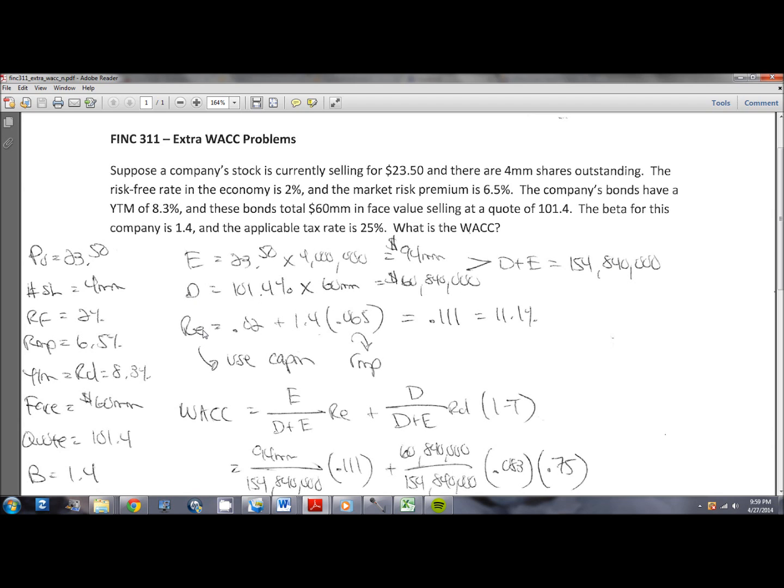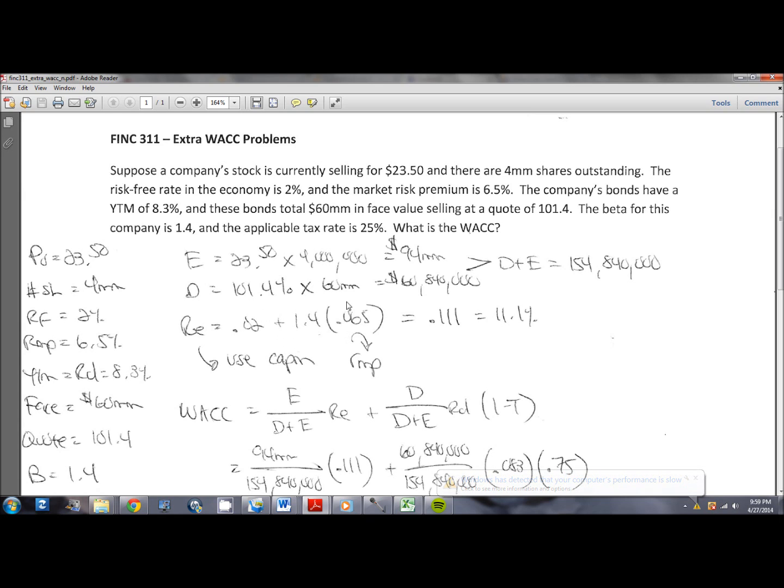So then I went ahead and said, all right, let's find R sub E, or the cost of equity, or the required return on equity. Those are all the same thing, right? And so given the info that you have in the problem, you have a risk-free rate, you have a market risk premium, you have a beta, right? Naturally, you're going to want to use the CAPM to go ahead and solve for this cost of equity.